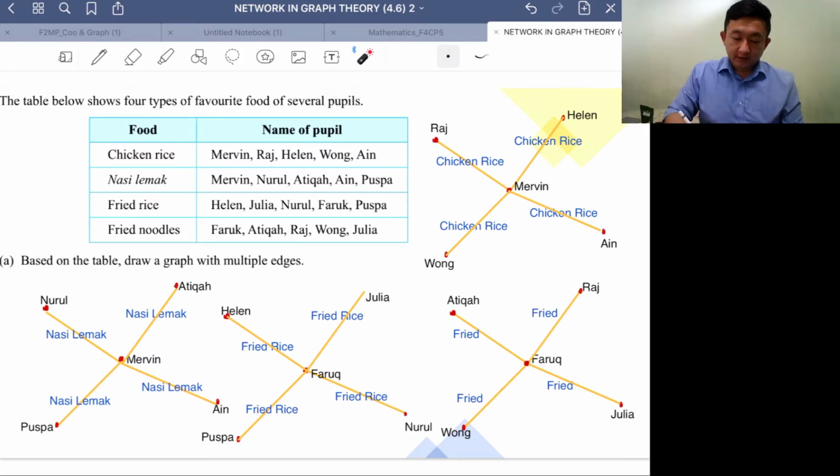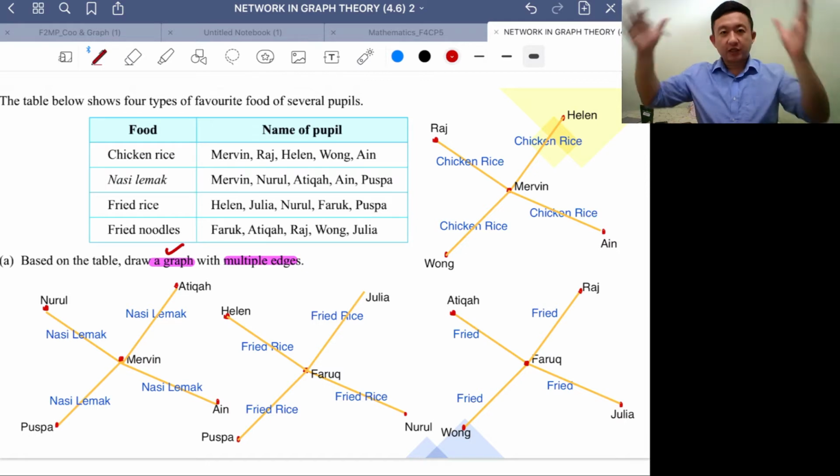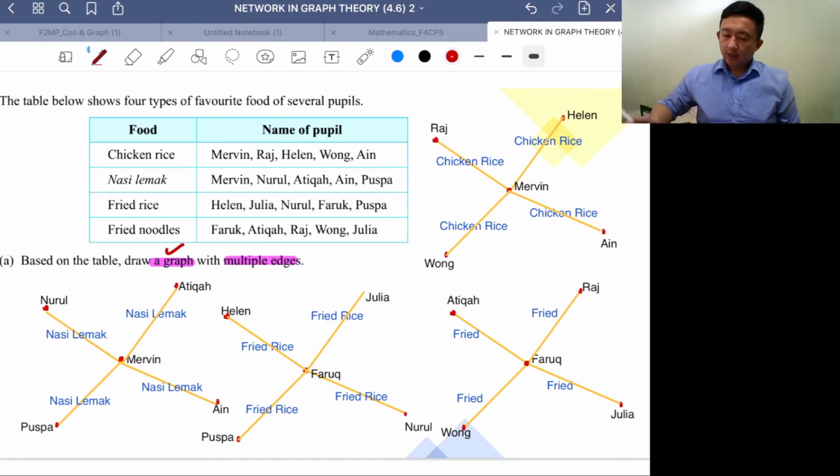Let's have a look at the criteria. It must be a graph with multiple edges. Can you actually call this a graph? You have four little graphs here, right? Can you actually call this a graph? The answer is yes. These four little graphs, you put them together, you can actually regard this as a graph, no problem.